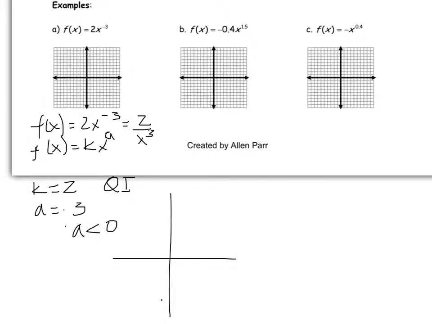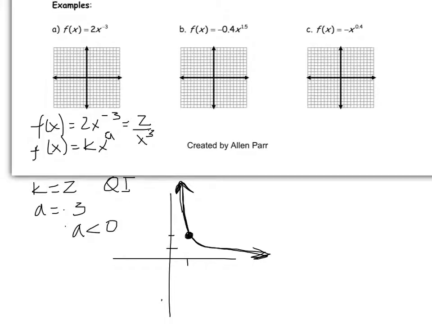My graph is going to be in quadrant 1. It's going to go through the point (1, k), so the point this graph goes through is (1, 2), because my k value is 2. I'm going to change my color. I also know that half of it is going to look like that of a rational function.